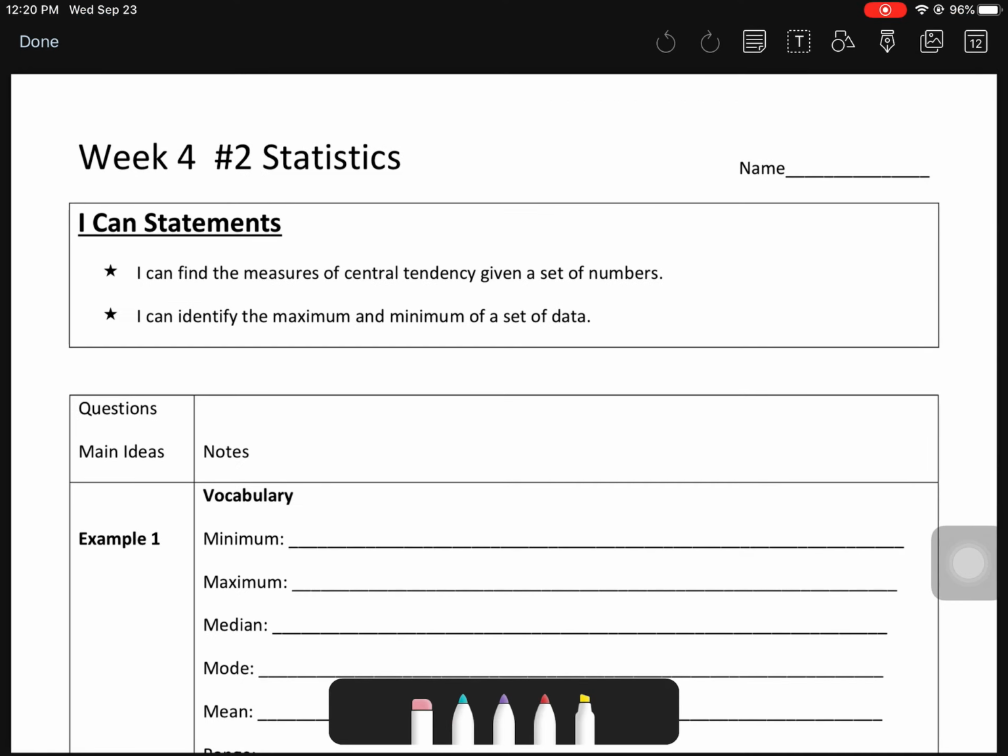In this lesson, we're going to be working with statistics. Statistics come from data that we use for comparing numbers. The first statistic we're going to take a look at in our vocabulary is minimum. Minimum is the smallest value.